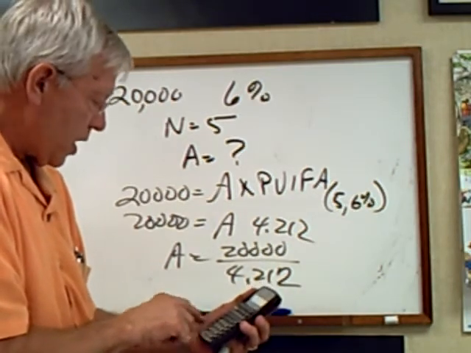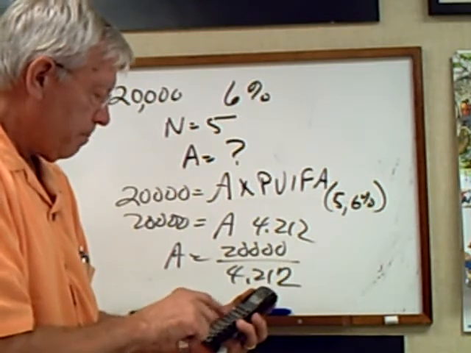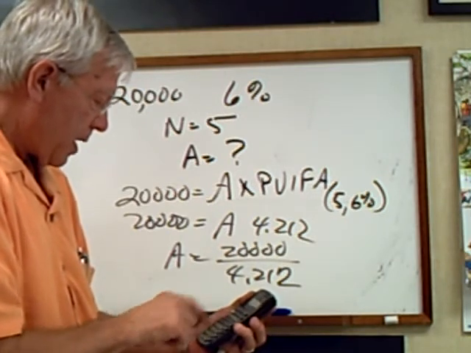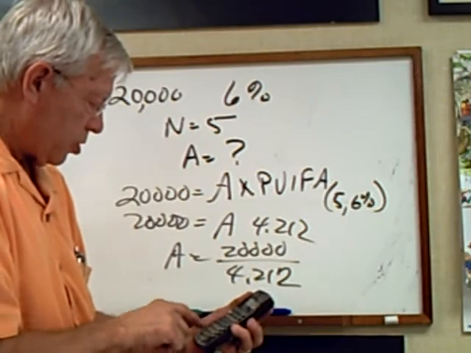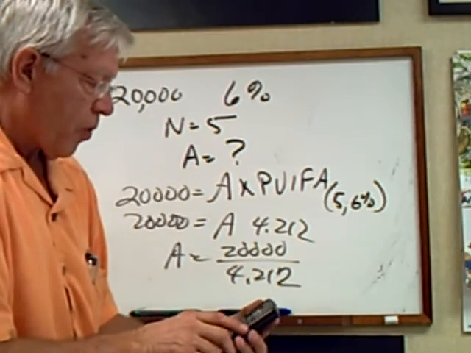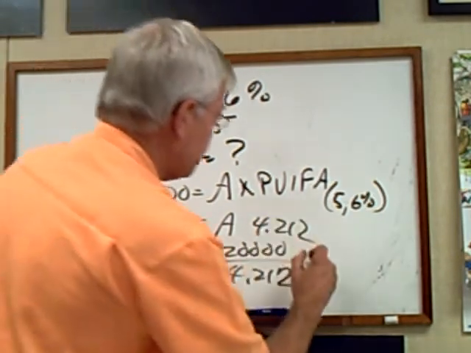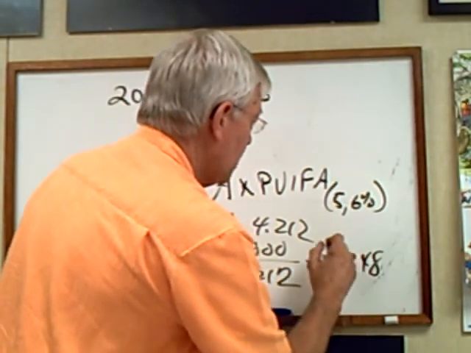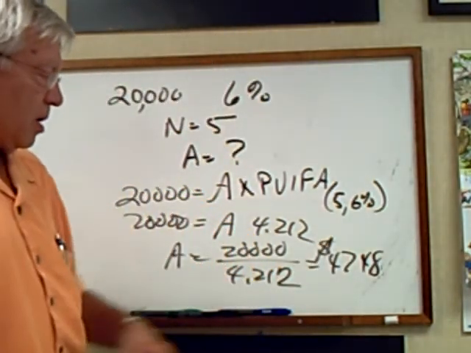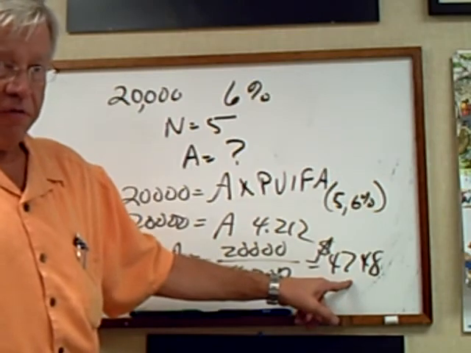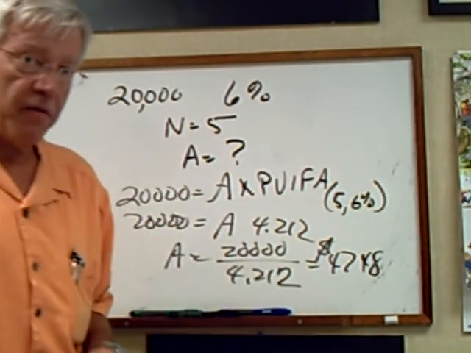So 20,000 divided by 4.212 equals $4,748 that I'm going to pay every year. Multiply that times 5. The difference between that and the 20,000 will be the amount of interest you pay.